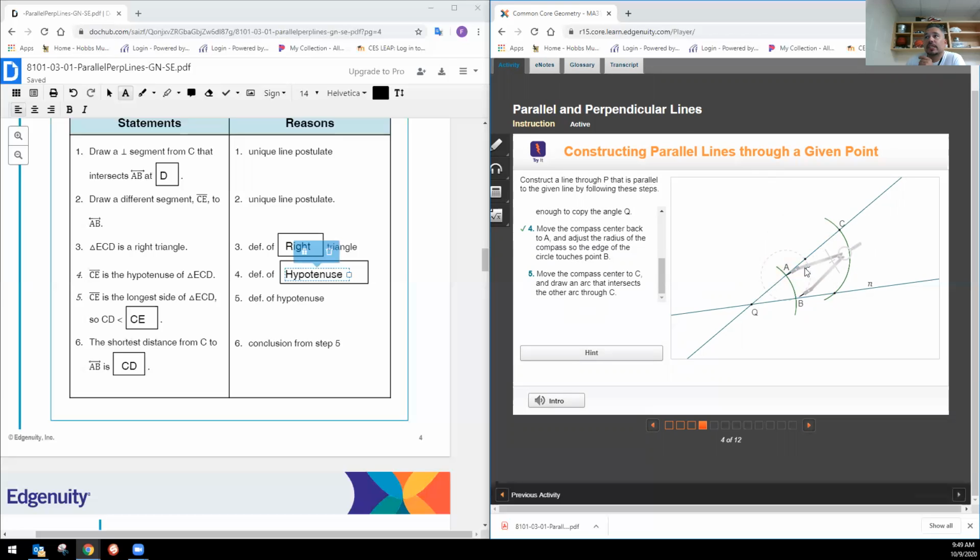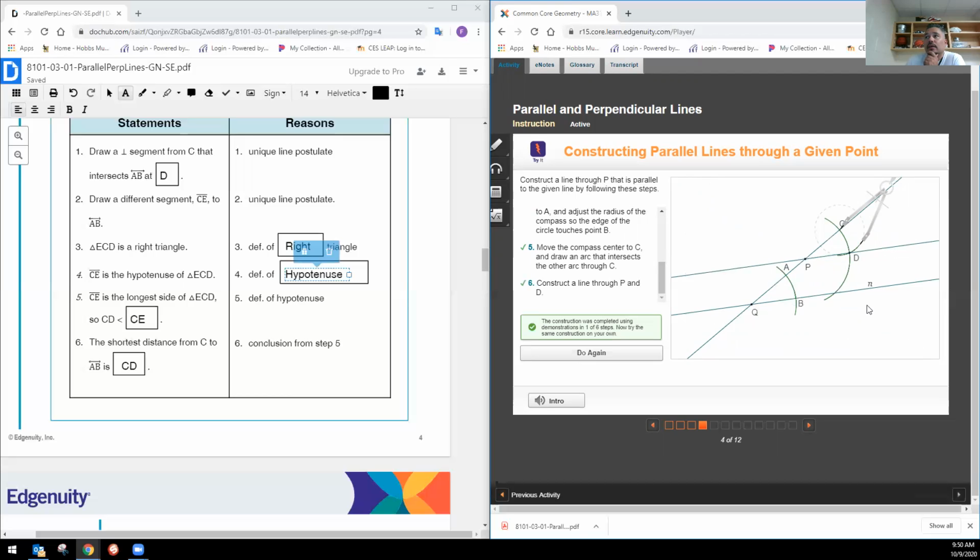Move the compass to center C and draw an arc that intersects through the other arc. So just like that right there. Construct a line through P and D. Okay, here we go.